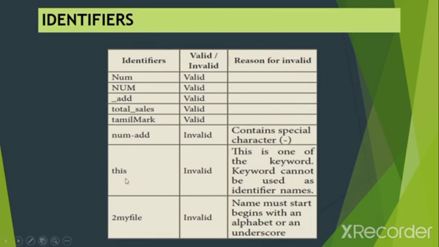Then the next one is this. This is a keyword. A keyword is a reserved word, so it can be used only for a particular purpose. So we cannot use it as an identifier name. So it is an invalid one. The next one is to my file. Look, what does the first character start with? It starts with a number. What is the rule for naming the identifier? The first character should be an alphabet. But here it is a number, so it is invalid. Do you understand the concept here?